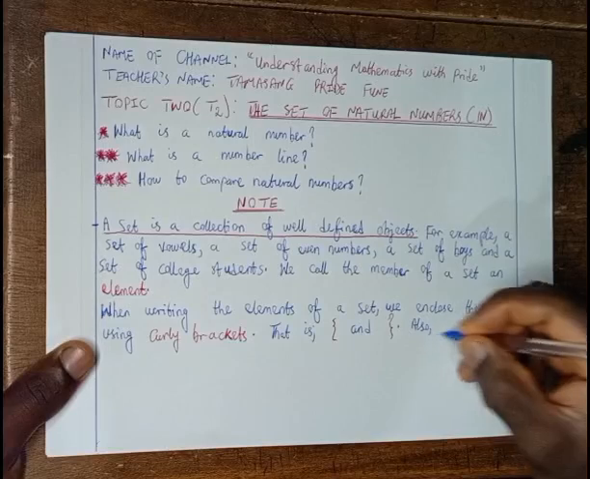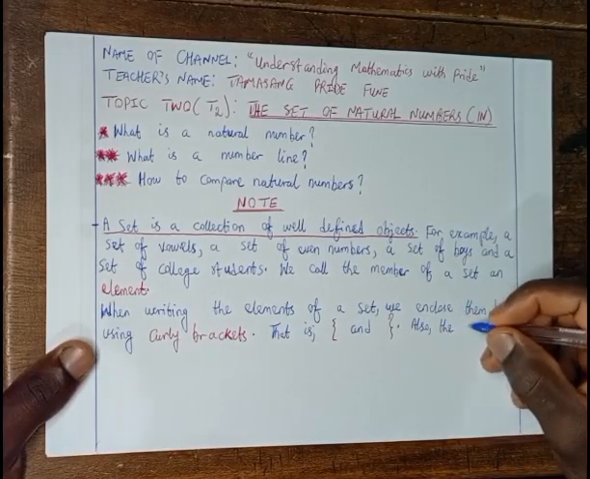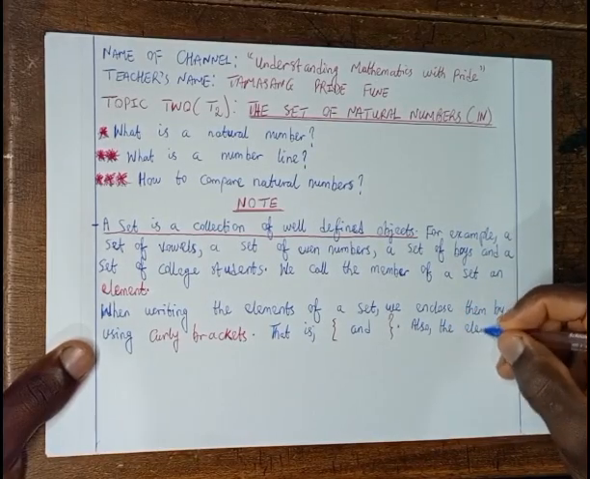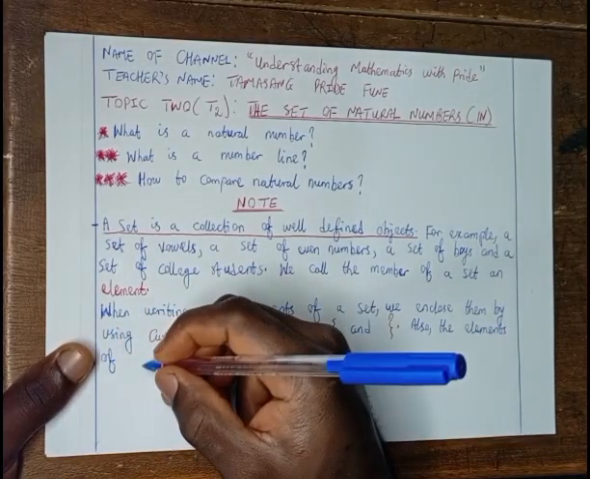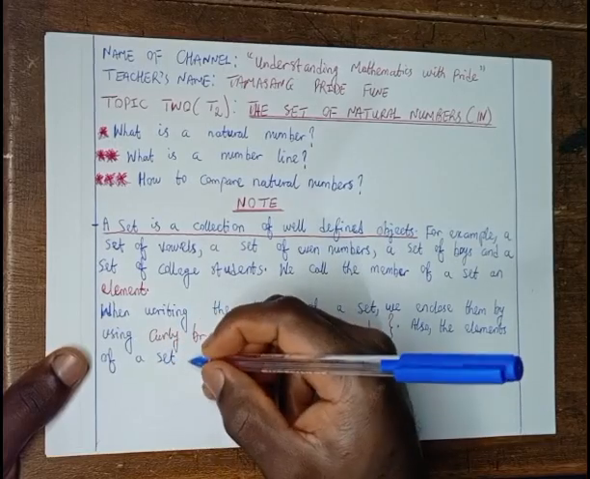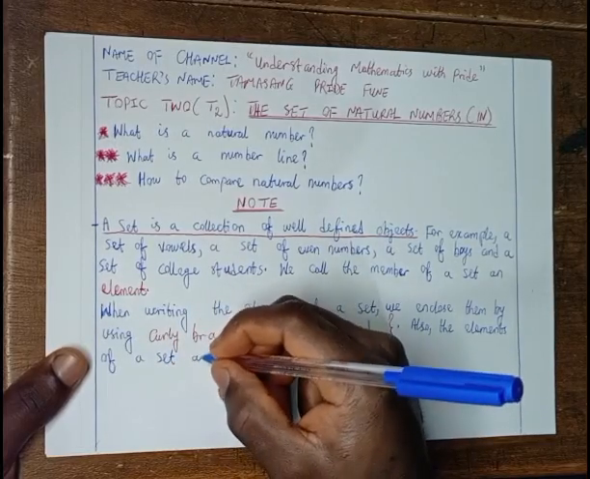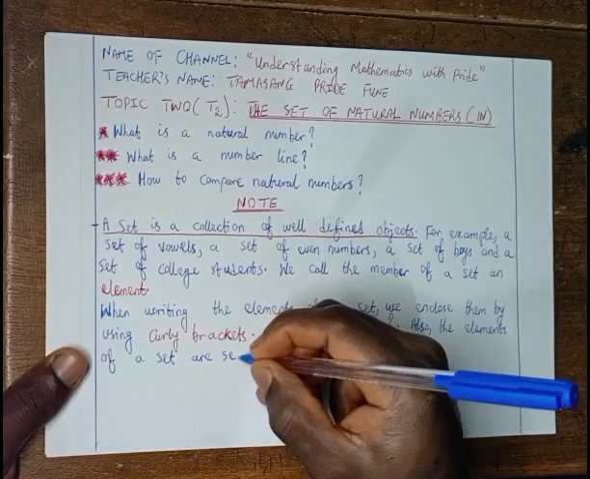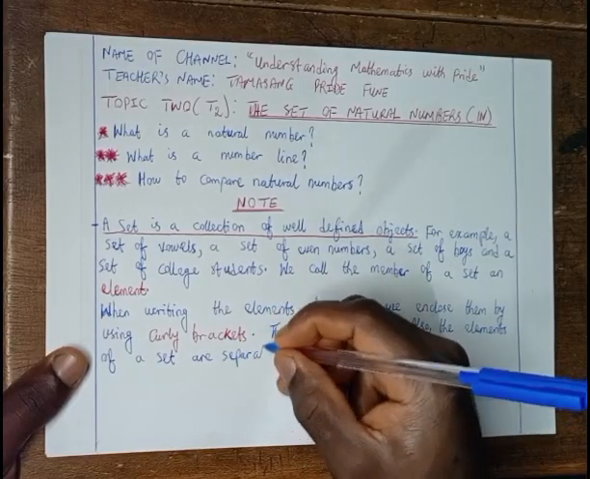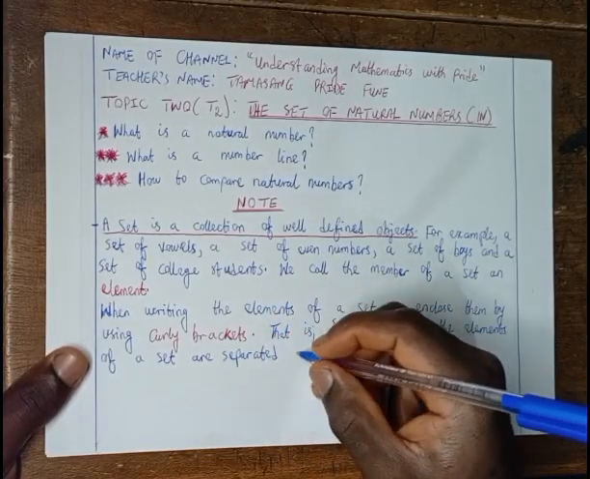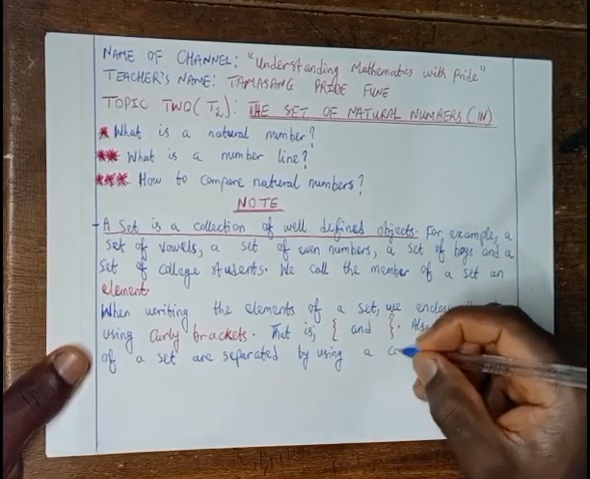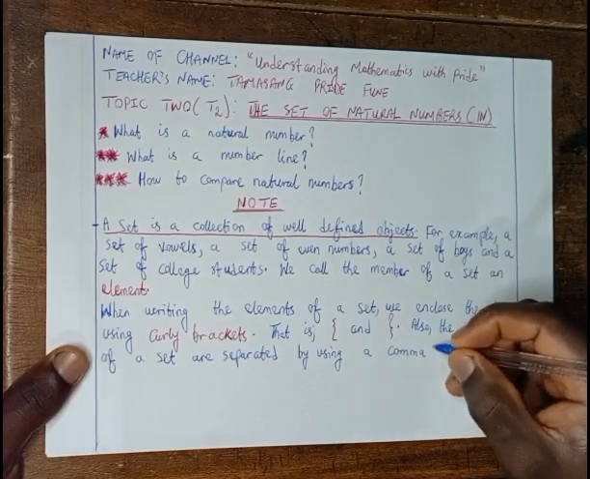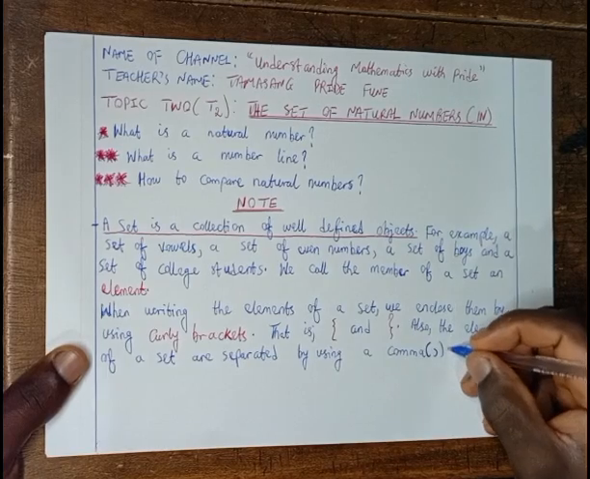Also, the elements of a set are separated by using a comma. We use this symbol to separate the elements of a set.